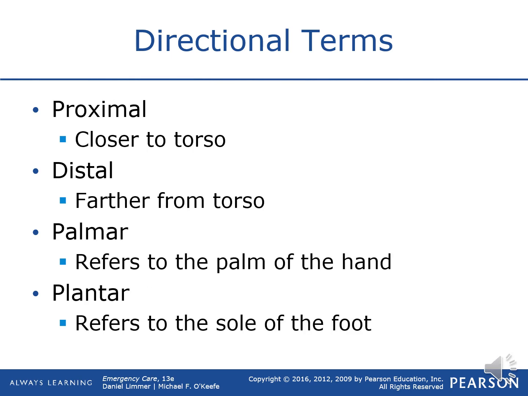Some more must-know terms. Proximal means closer to the torso, and distal means farther from the torso. These are really used in extremities, in your arms and your legs. So say you have a cut on your upper arm, that cut is proximal to your elbow because it's closer to your torso from your elbow, but it's distal from your shoulder. So it's further away from the torso than your shoulder is.